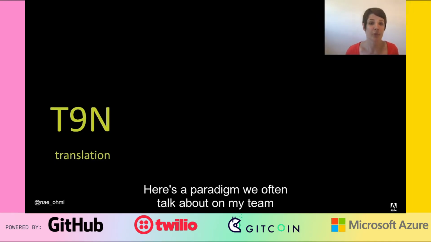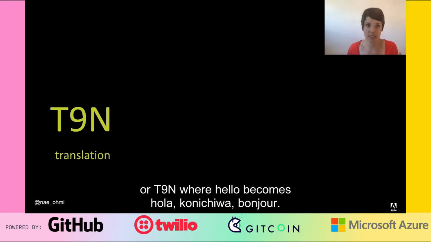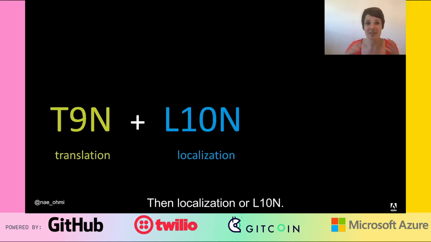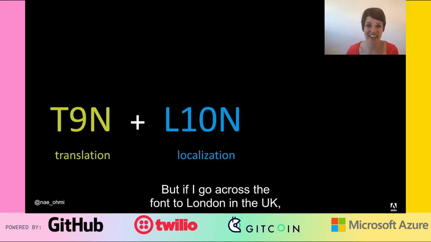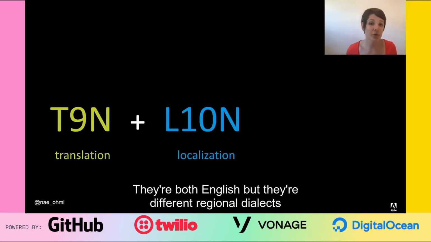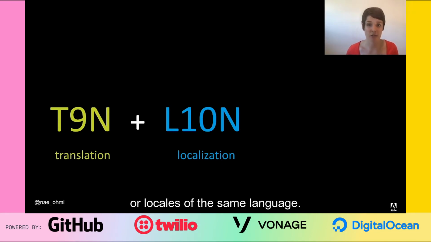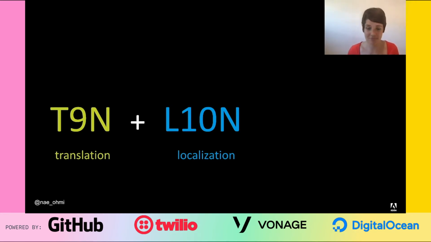Here's a paradigm we often talk about on my team, where we have the most granular level of translation, or T9N, where hello becomes hola, konnichiwa, bonjour. Then localization, or L10N. And as you can see, in the United States in American English, I'm spelling localization with a Z. But if I go across the pond to London in the UK, I would spell localization with an S, English as spoken in the UK. They're both English, but they're different regional dialects or locales of the same language. So the localization process includes that.